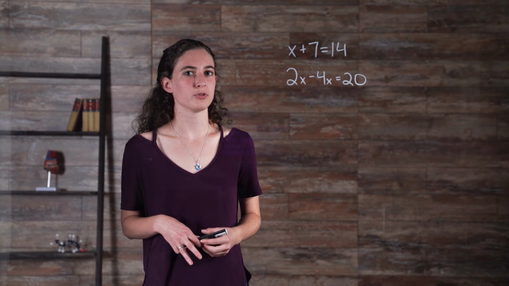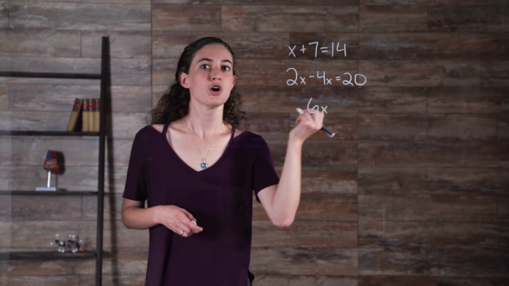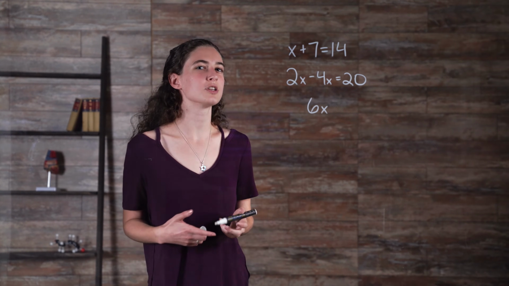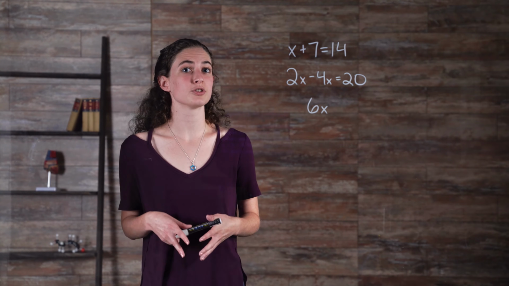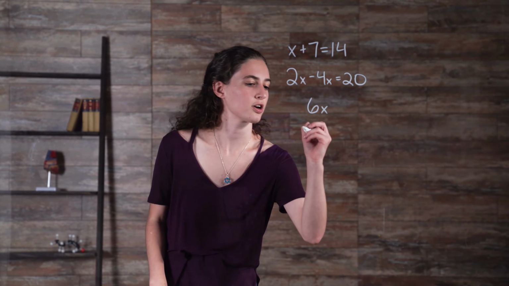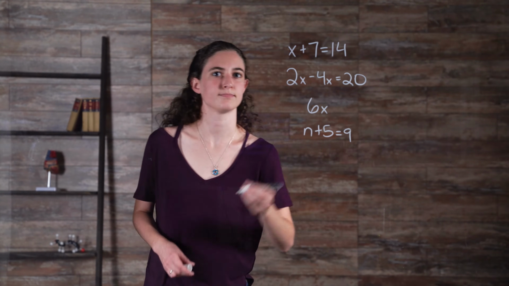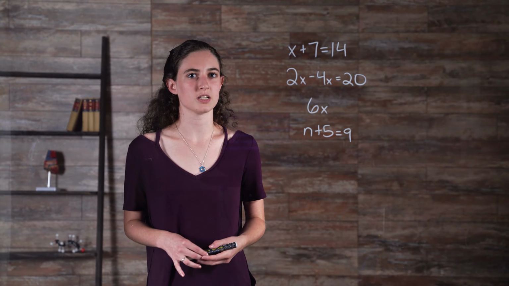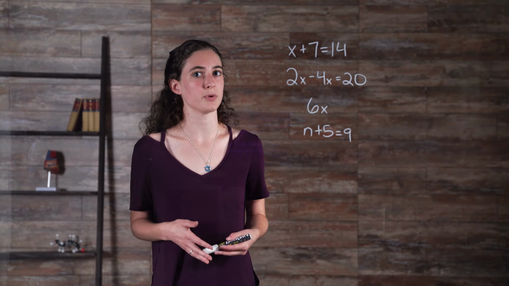Coefficients multiply variables. So let's take a look at 6x, which means 6 times the variable x. Therefore, the number 6 is the coefficient. Constants are numbers whose values don't change. The values are fixed. Let's look at n plus 5 equals 9. The values 5 and 9 don't change, so those are the constants. Constants can also be variables that stand in for fixed numbers.